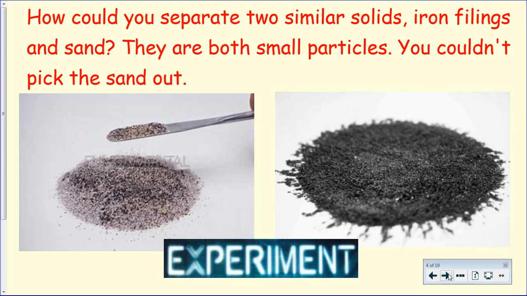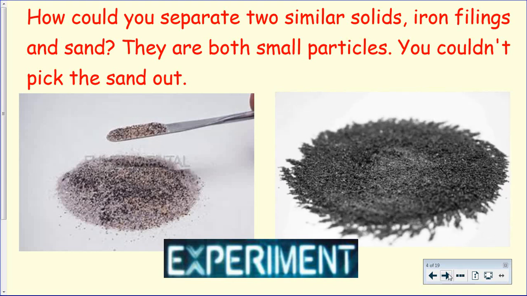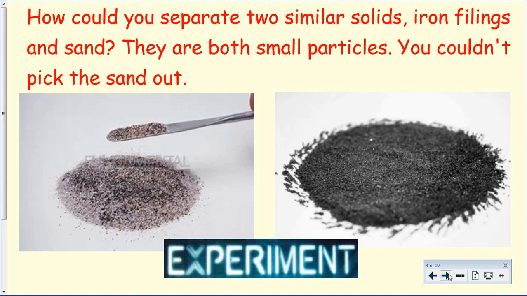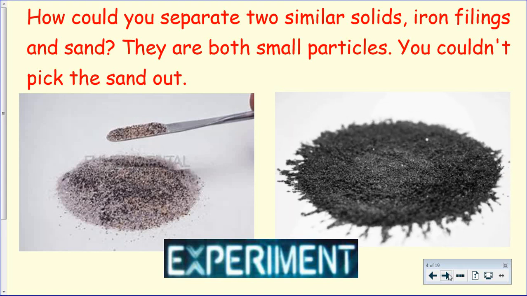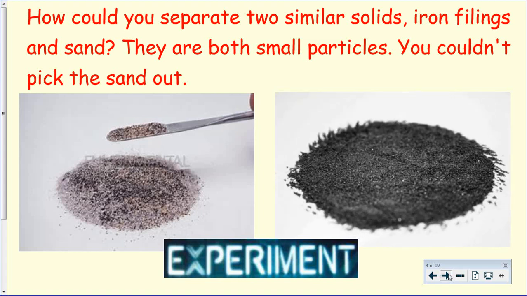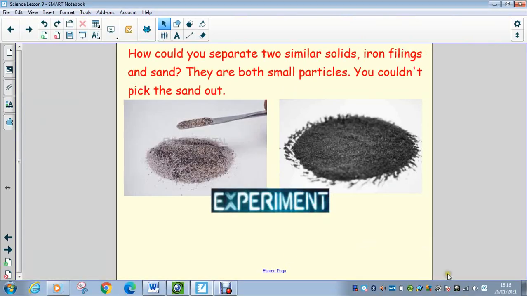So how could we separate two similar solids? Iron filings and sand. They're both small particles. You couldn't pick out the sand. You couldn't pick out the iron filings. I'm going to show you a little video now of me demonstrating how we can separate sand from iron filings.